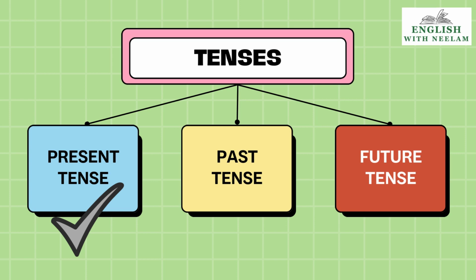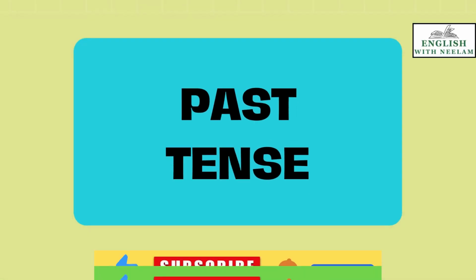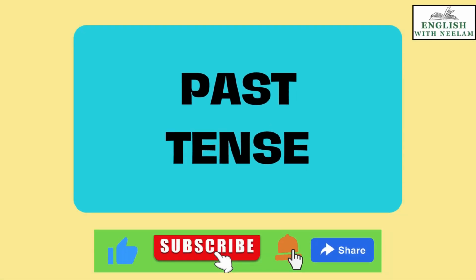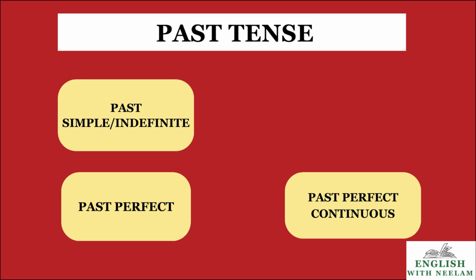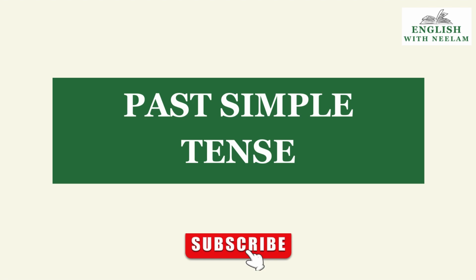I have already talked about present tense. Now we come to past tense. Past tense, student, also has four subforms: past simple or past indefinite, past continuous, past perfect, and past perfect continuous. Let us first of all start with past simple or past indefinite tense.